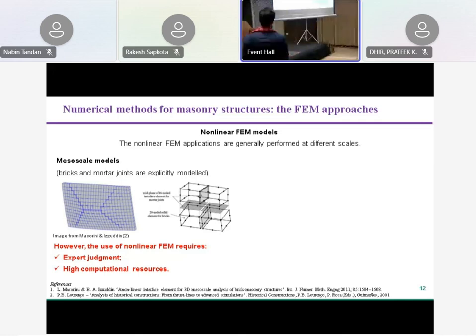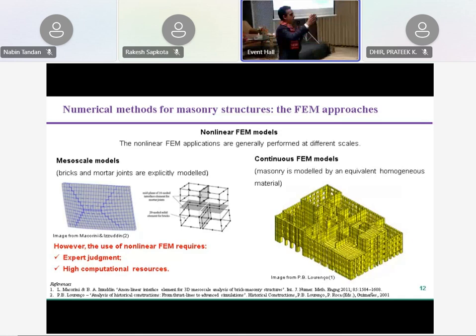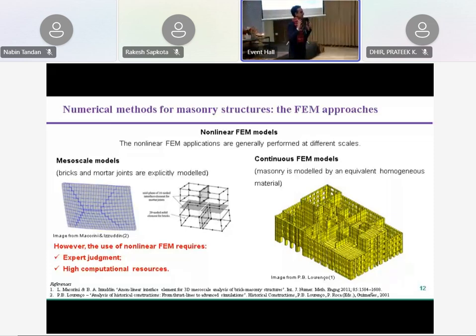Right. So if we move from the out-of-plane behavior, the local mechanism, to the global behavior of the building, so now we are interested in capturing the behavior of the entire building, the problem becomes a little bit more complex. We need to model all the elements, all the walls, including the diaphragms. And we have two choices, basically. One is to use the FEM, the finite element approach.